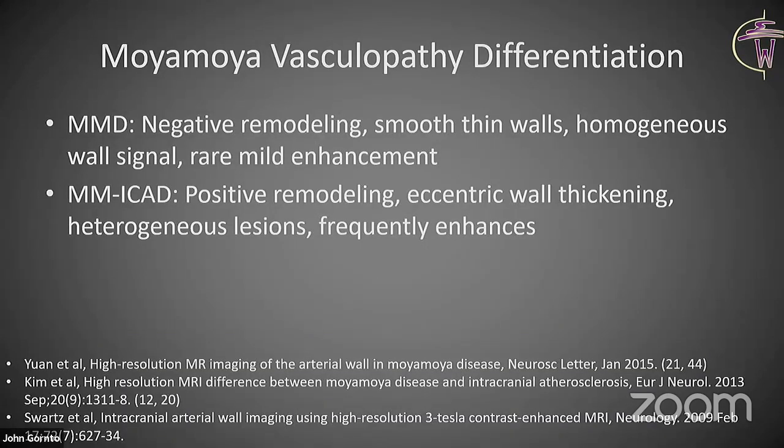And the literature generally agrees with us that generally there's not much wall thickening in Moyamoya disease. The walls appear smooth. There's not much enhancement. If it is present, it's mild. While atherosclerosis similarly shows that eccentric pattern with positive remodeling and enhancement.